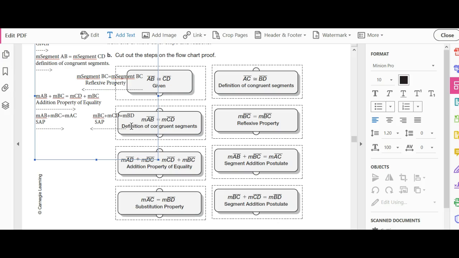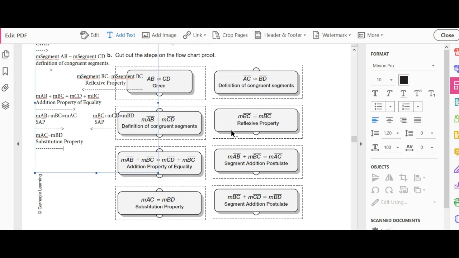Okay, and what are we going to say? Since this is equal to AC, and this is equal to BD, and they are equal to each other, can I now substitute AC in for this part and BD in for that part? And that would be yes. So I would have the measure of AC is equal to the measure of BD, and that is the substitution property.